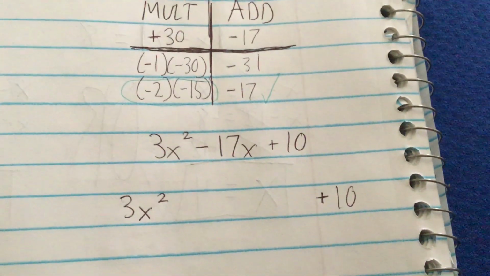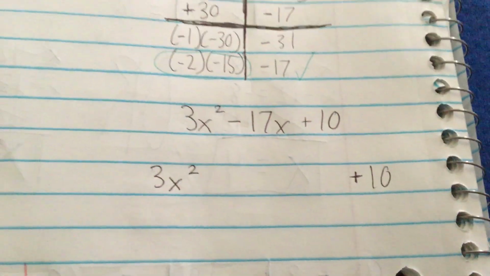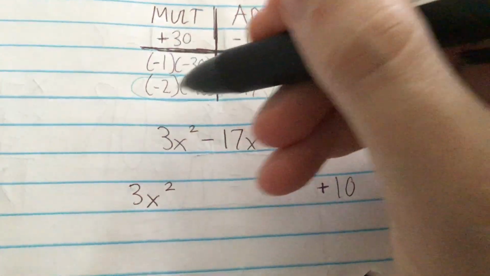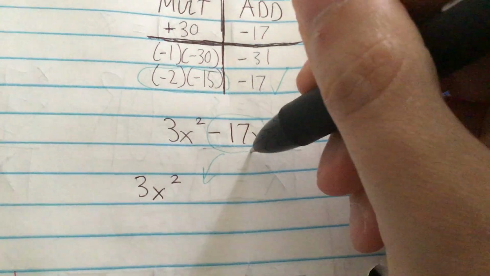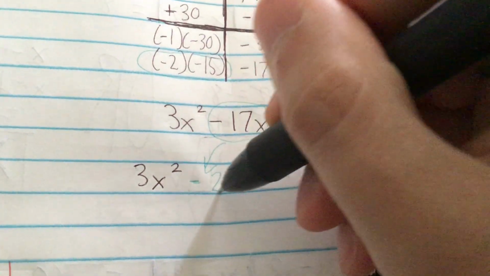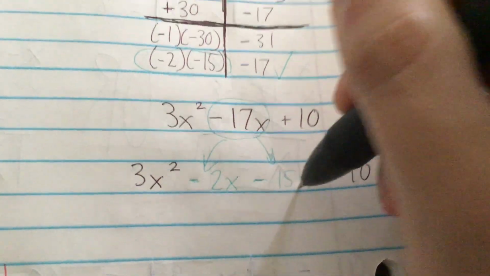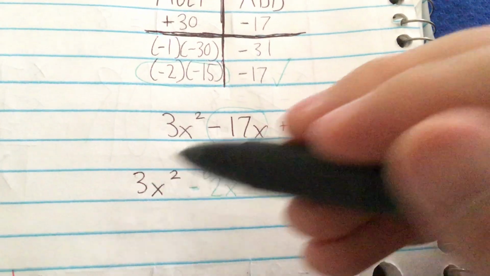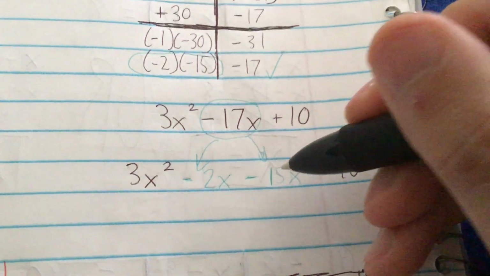Now, I've got 3x squared minus 17x plus 10. Why am I using this winning team? Because what it does is it splits the middle term into negative 2x and negative 15x. So now I've got 3x squared minus 2x minus 15x plus 10. Let me make that a little bit darker.